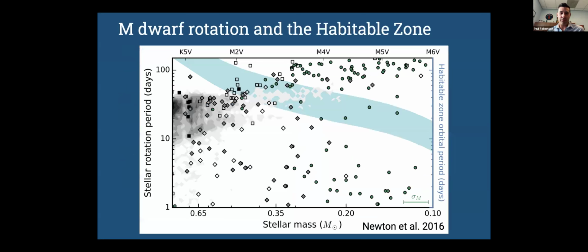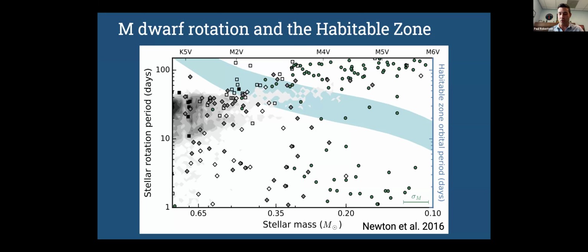Another challenge for the slow rotators is that those rotation periods and their aliases and harmonics tend to overlap with the period space for habitable zone planets, especially for early and mid-type Ms. So those habitable zone periods, I would say, are between maybe 30 and 80 days. So if you have stellar rotation periods between, say, 50 and 100 days, then you can just about guarantee that the rotation period or its first harmonic is going to overlap nicely with the habitable zone.